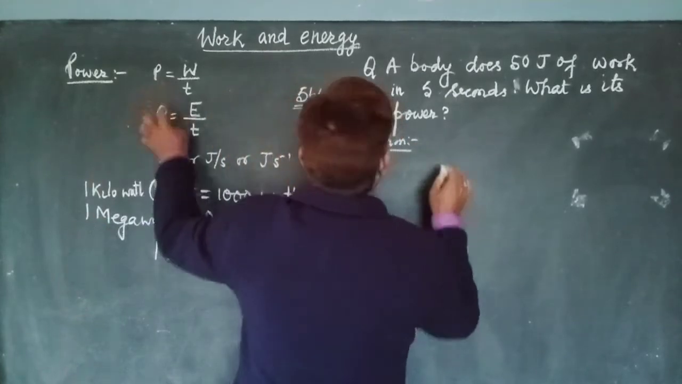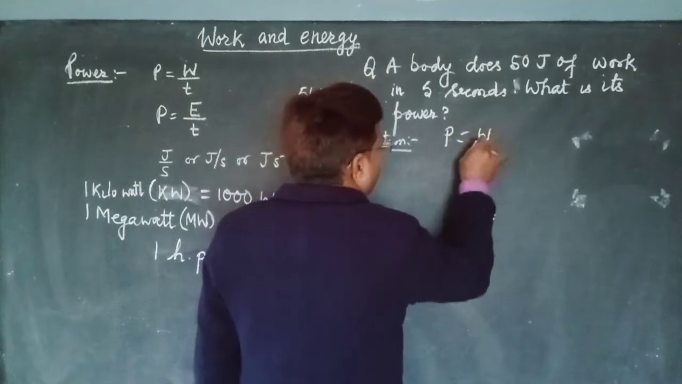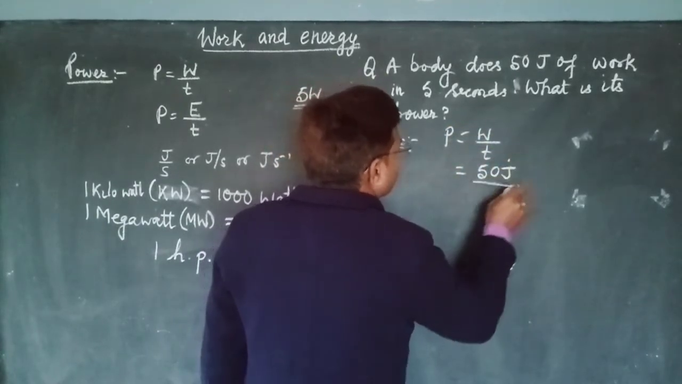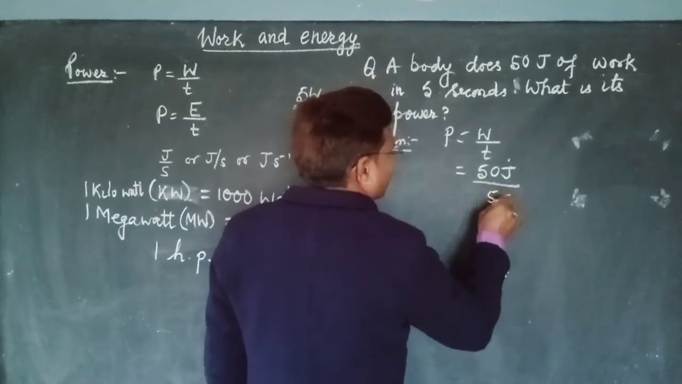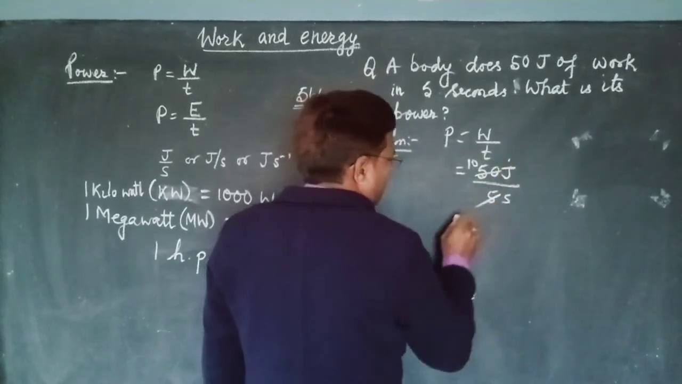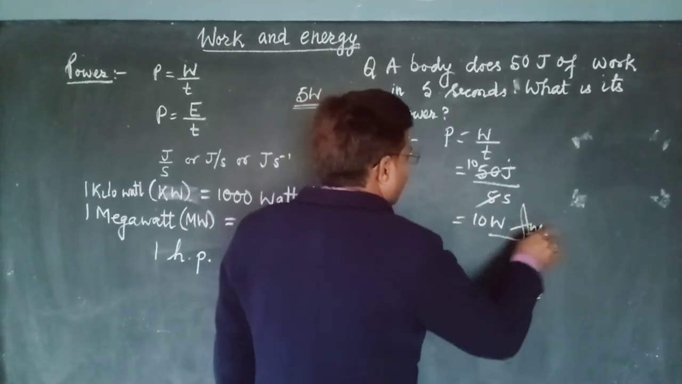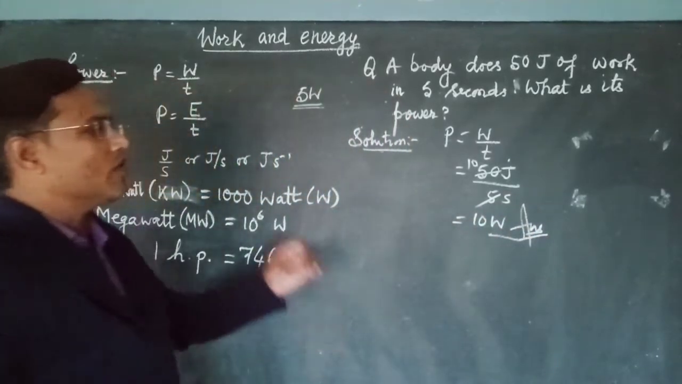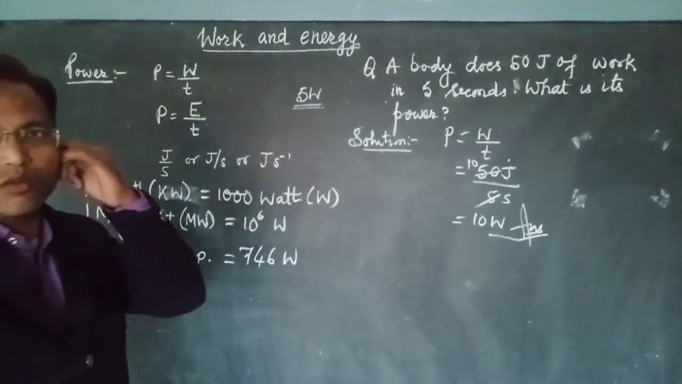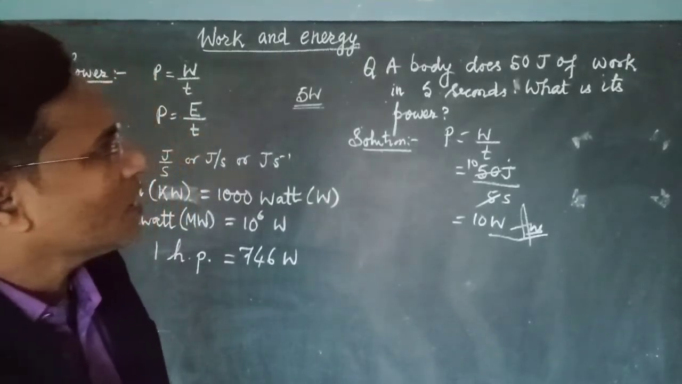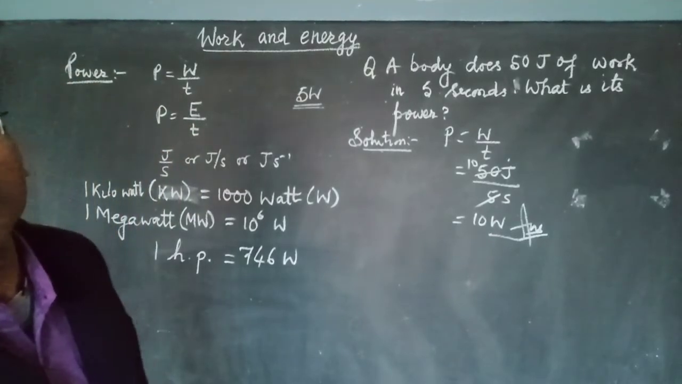See here. Power is equal to work done by time taken. Work done is 50, time taken is 5 seconds. 5 tens are 50, that means 10 joules per second, and 10 joules per second we write as watt. So power is equal to 10 watt. What will be the power? 10 watt.